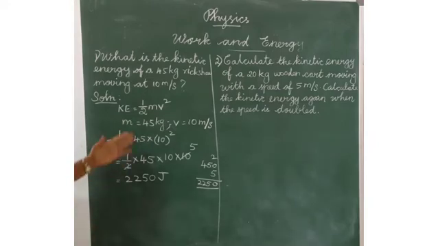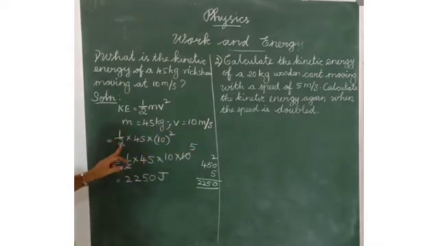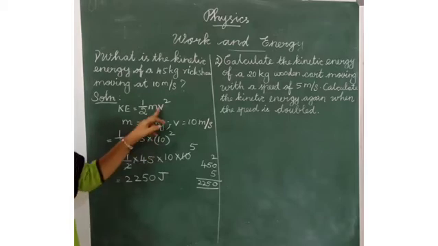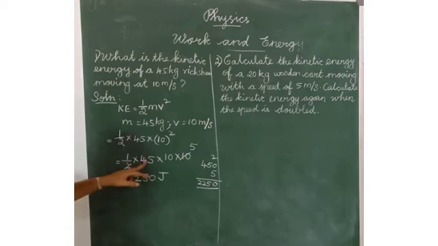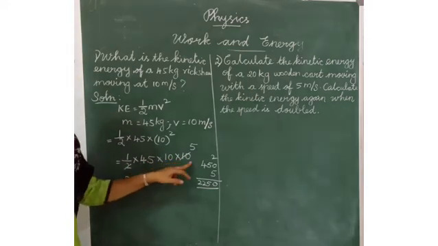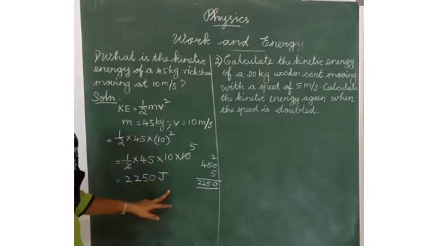Do you understand this? Write the formula first: 1 by 2 m into v square. m is equal to 45, v is equal to 10 meter per second. 1 by 2 into 45 into v square, 10 square. Then 1 by 2 into 45 into 10 into 10. We cut these numbers: 1 2 is 2, 5 2s are 10. Then we multiply: 2250 joule.